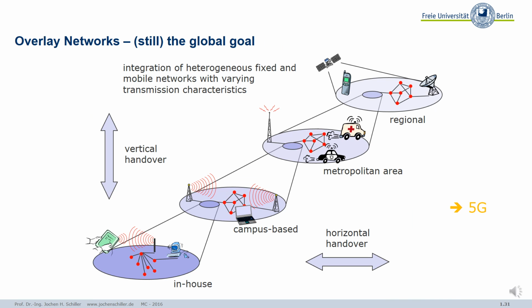So in the end, the global goal we want to have is, today we have many of these systems, in-house wireless LANs, body area networks, campus-wide wireless LANs, metropolitan networks. They all work. I will explain to you how the horizontal handover works. But what we also want to achieve is so-called vertical handover between the systems.